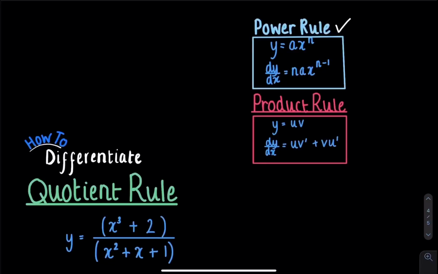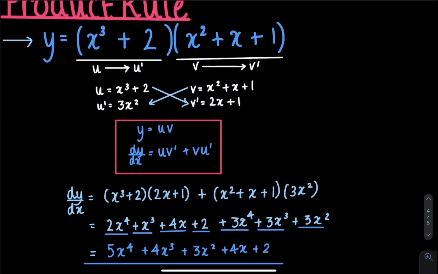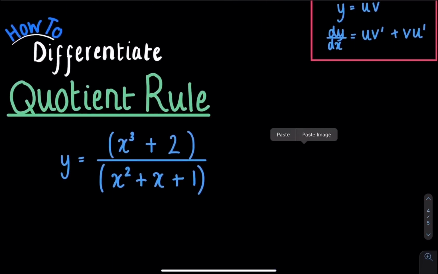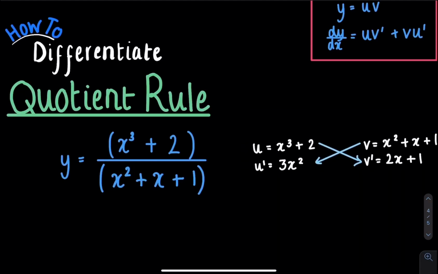Now that we've completed the product rule, what would happen if we had the same two functions but divided by each other? Because I'm using the exact same functions, I'm going to use the u, u dash, v, v dash and place it here. So these are just the two functions divided by each other, and these are itself and its differentials. So let's go straight onto the formula.